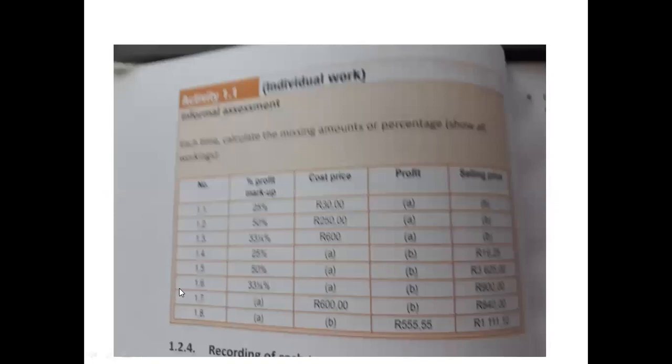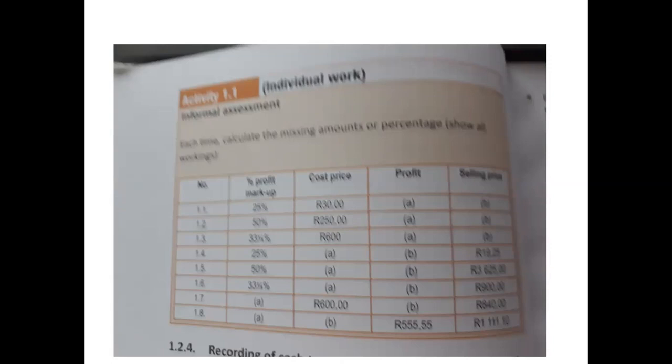Now there's an activity. If you don't see clearly, you can ask. You will see there are some open spaces where you need to calculate a few things. There are 8 of them, from 1.1 to 1.8. In most cases, the profit percentage is there. In some cases, the cost price is there. There is one where the profit amount is, and then a few cases where the selling price is, and then you can see where the open spots are.